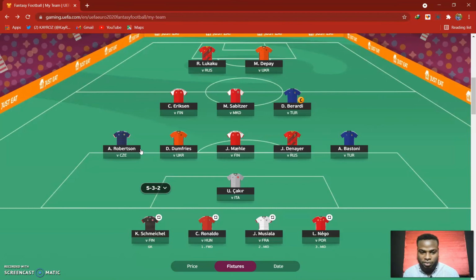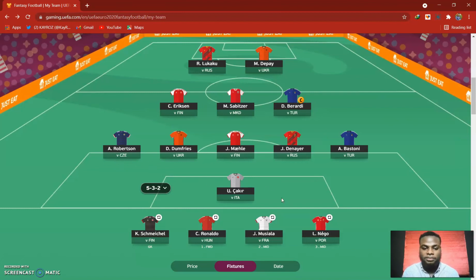He's also a differential pick. Funny enough, he's a differential pick, maybe because of his price at 5.5. Most people are going with 4.5. 5.5 has become too much, but they're going with 4.5 million priced defenders. Well, I just want to go with Robertson because I have a feeling the Scottish team will do well against the Czech Republic.